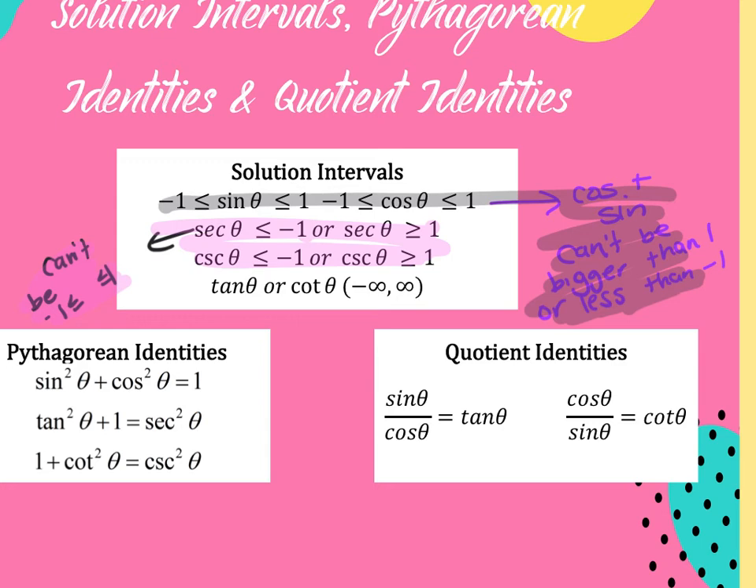Why is there no restriction? Because there's nothing that says the adjacent side has to be bigger than the opposite side, right? Those could be whatever you want. Because tangent's opposite over adjacent, or adjacent over opposite for cotangent, right? So it doesn't matter. If opposite's bigger than adjacent, it's fine. And if adjacent's bigger than opposite, it's fine, right?